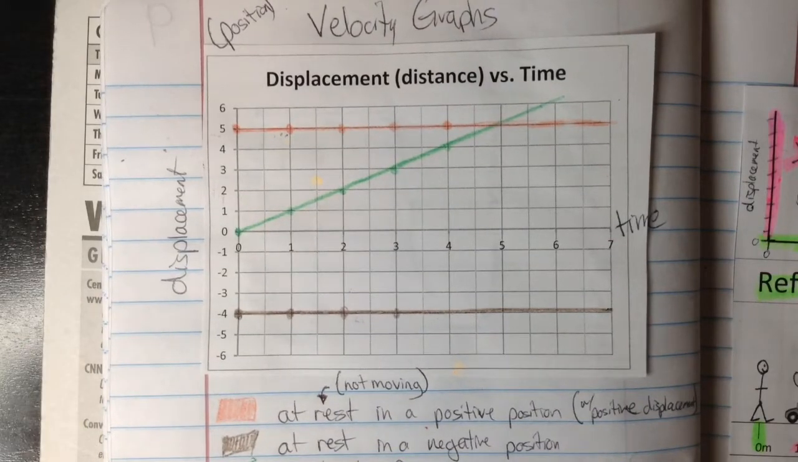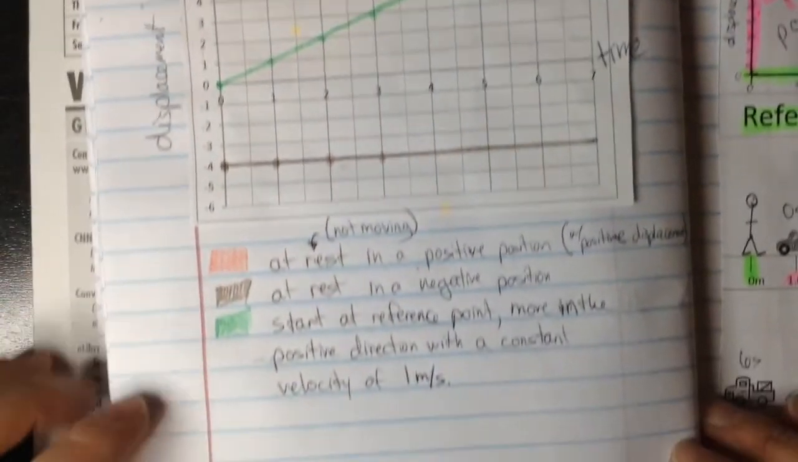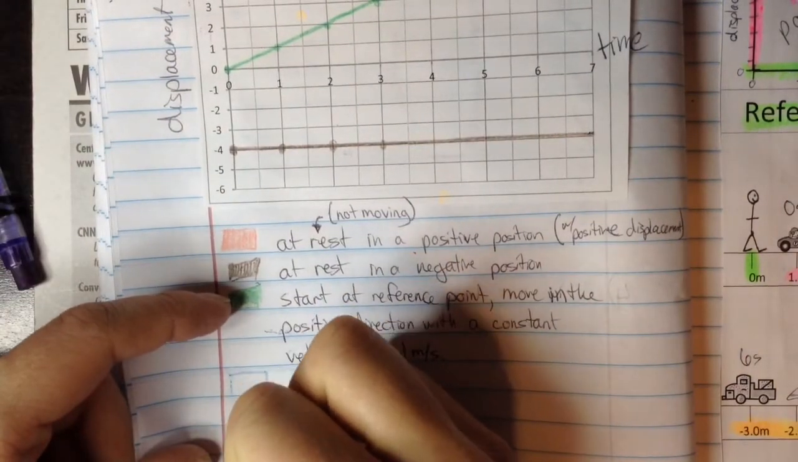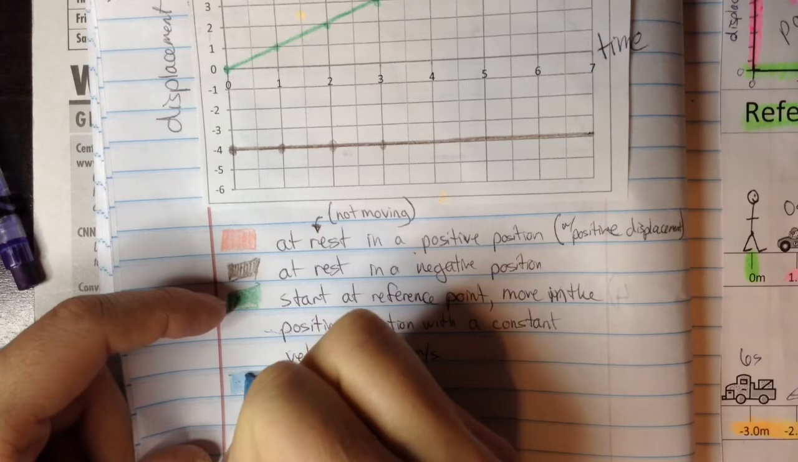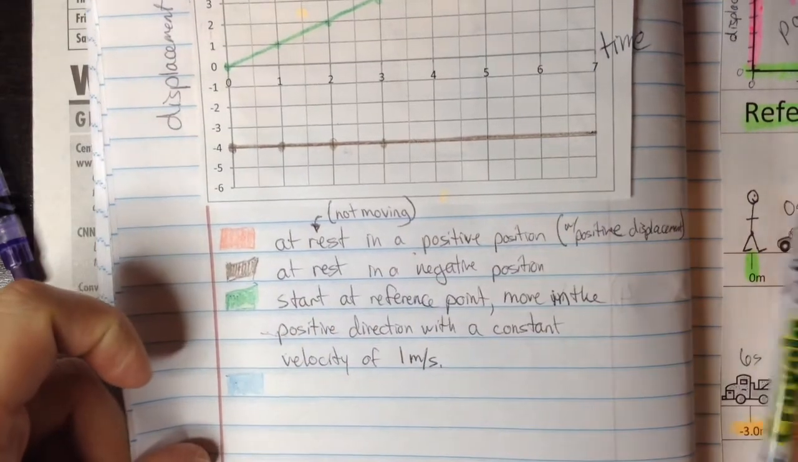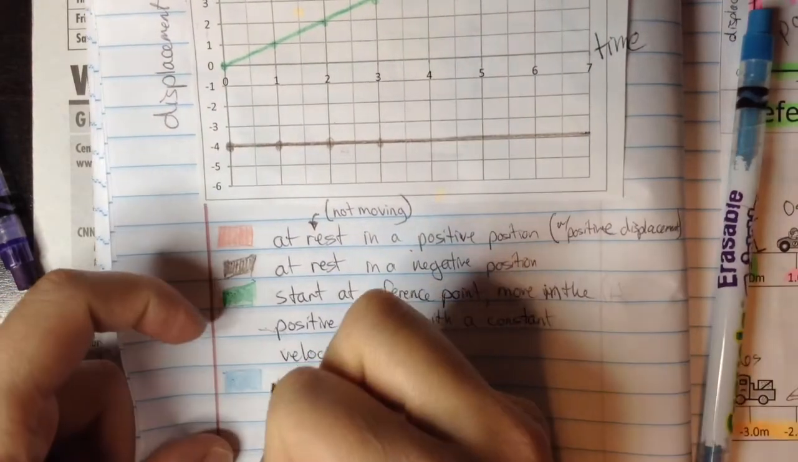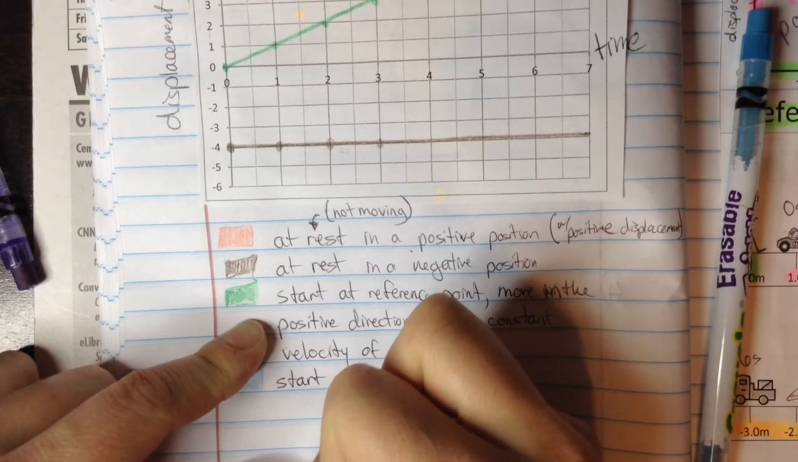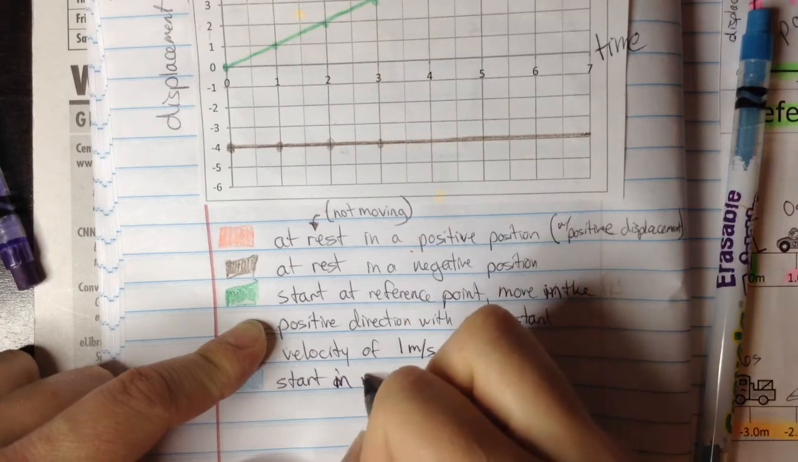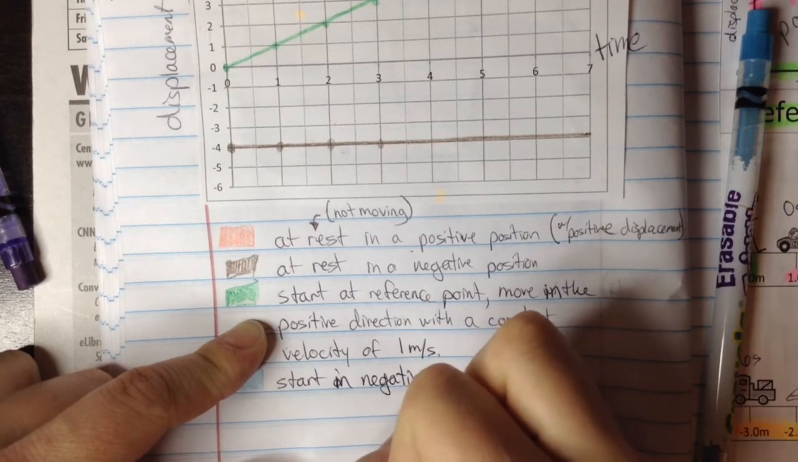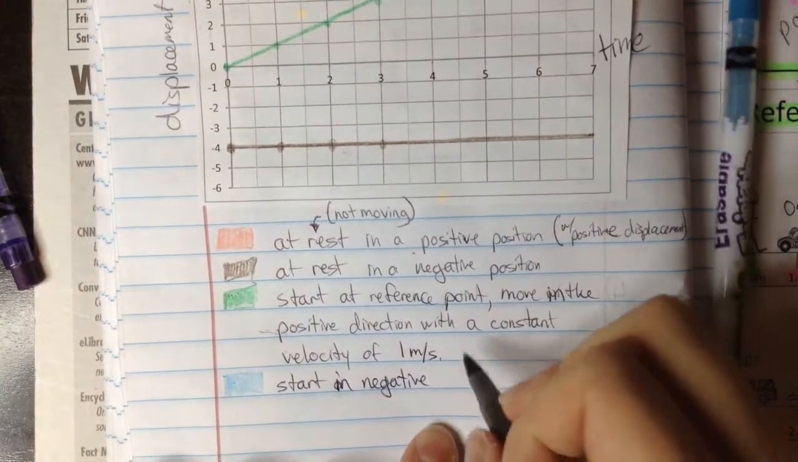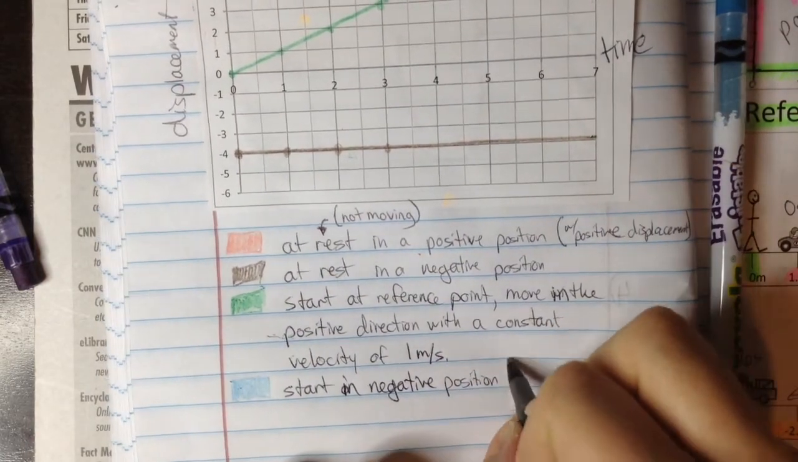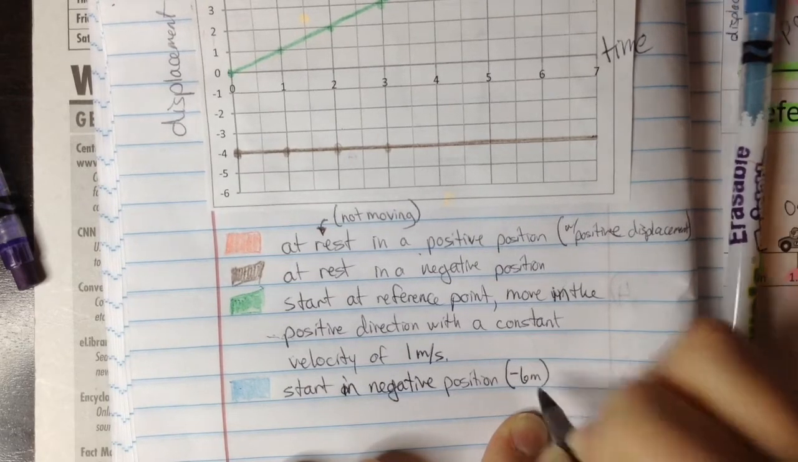Next graph, let's do starting in a negative position. So blue. Let's do blue. Let's start in a negative position. And for the sake of this graph, let's make it -6 meters. Okay?